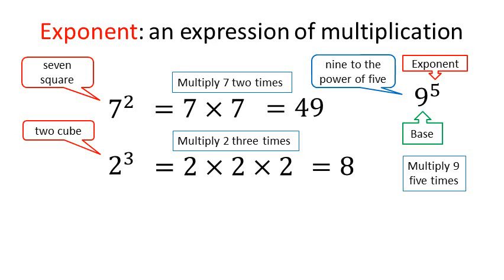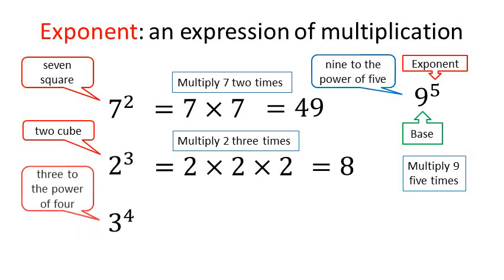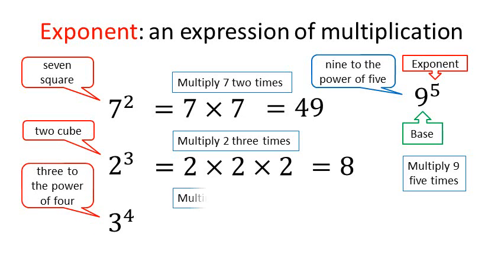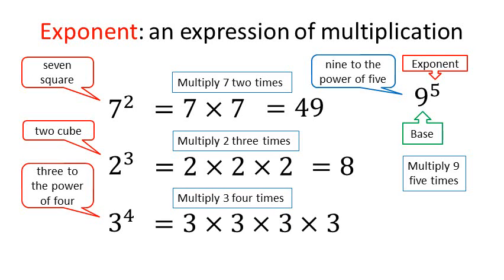The next example, 3 and a small 4. We call it 3 to the power of 4. This means multiply 3 4 times. So it is 3 times 3 times 3 times 3, which is 81.